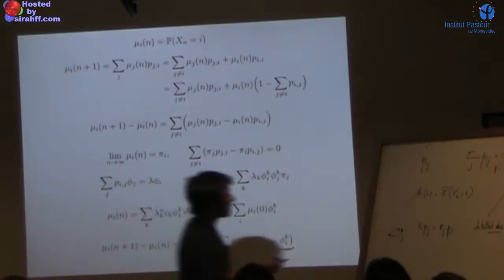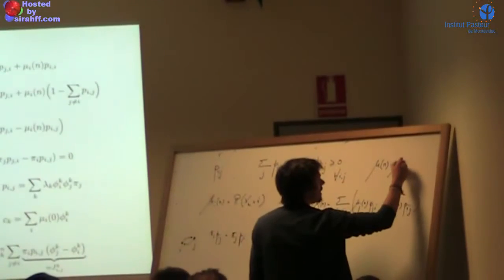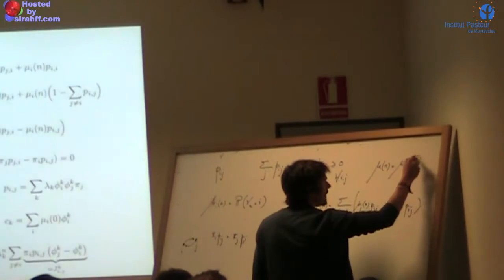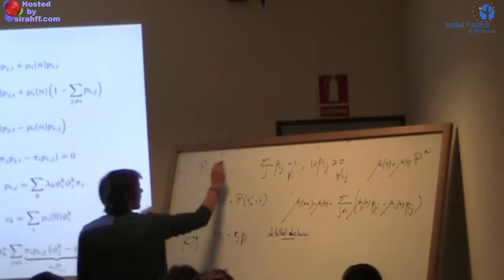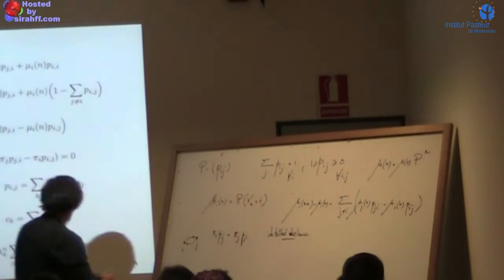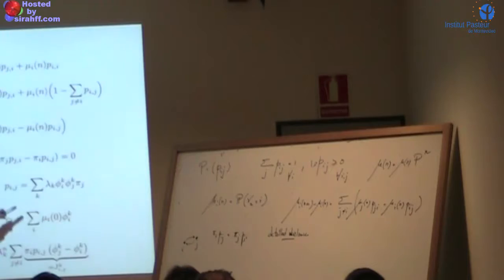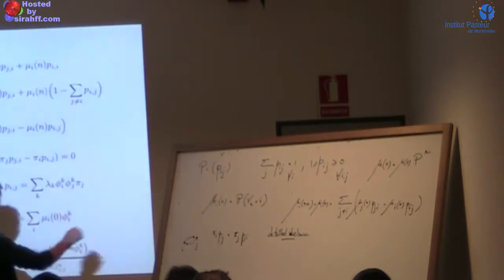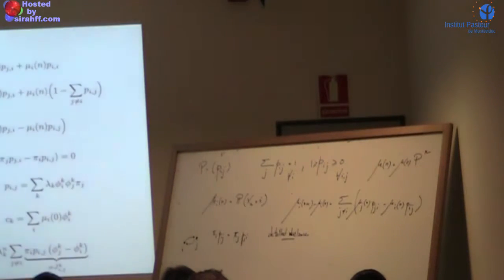As vectors, you have this relation: if you view mu as a row vector, mu n is the row vector mu 0 times p to the n, where p is the matrix whose entries are the pij. Now, the spectral decomposition and the orthogonality of these eigenvectors make it very easy to compute p to the n, because the matrix p to the n has entries with the same factor, but with lambda k to the n.